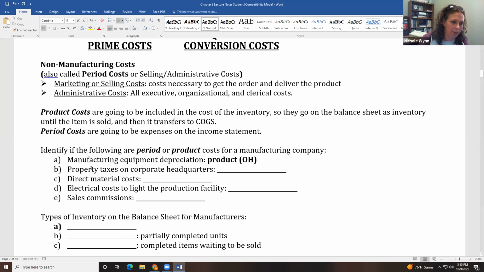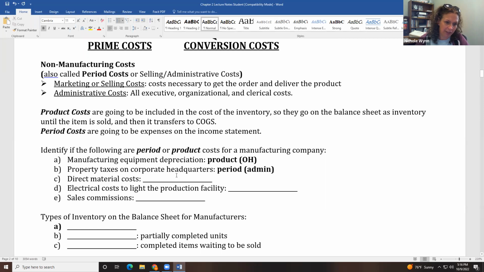Okay, so this one says property taxes, but it says on corporate headquarters. So if this said property taxes on the factory, then it would be a product cost and it would be overhead. But it says on corporate headquarters. Corporate headquarters is like Bentonville, Arkansas. So that is a period cost. And so period costs could be either selling or admin. And so this one would be admin. Again, you didn't have to specify admin. I'm just doing that extra for help for homework later.